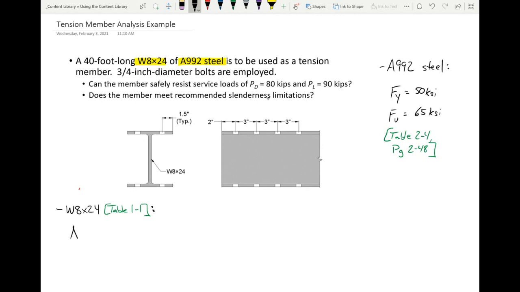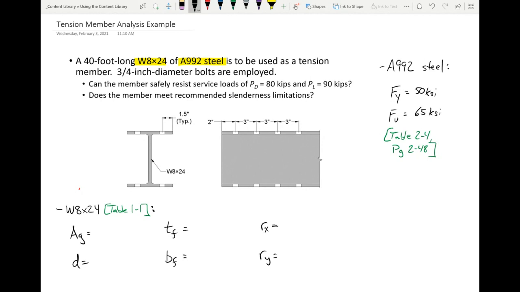Here are the parameters that we're going to need. We're going to need AG. We're going to need the depth. We're going to need the flange thickness. We're going to need the flange width. We're also going to need RX and RY. So let's start off with AG.